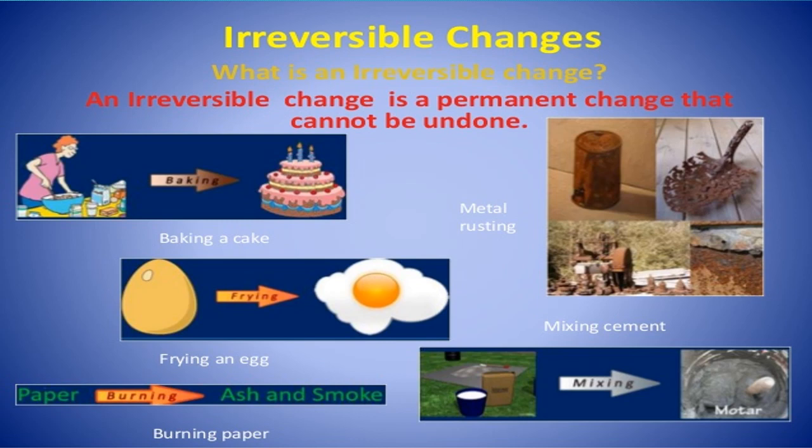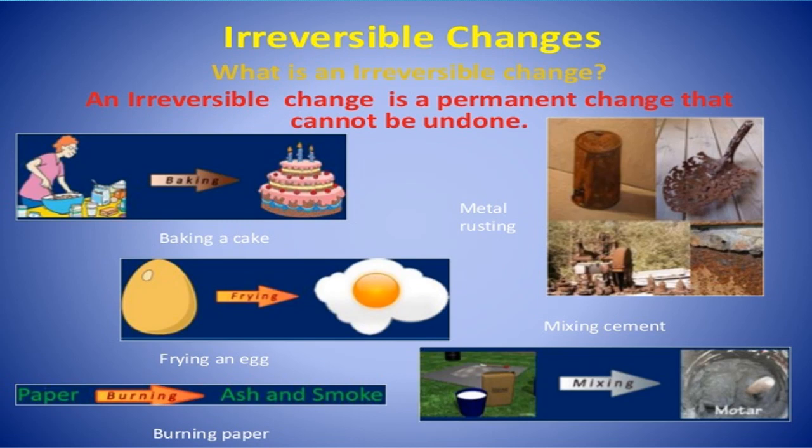Frying an egg. You all know that when you beat an egg and cook it, you cannot get back your egg in its original form. So frying an egg is an irreversible change. Burning a paper. When you burn a paper, paper changes into ash and smoke. Can you change the ash back into your paper? No, it is not possible. So burning process, any kind of burning is always an irreversible change.